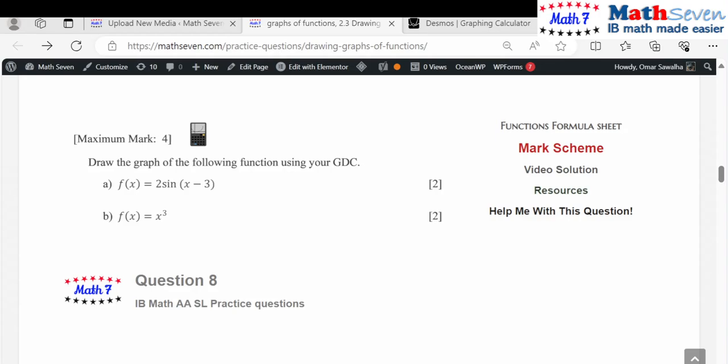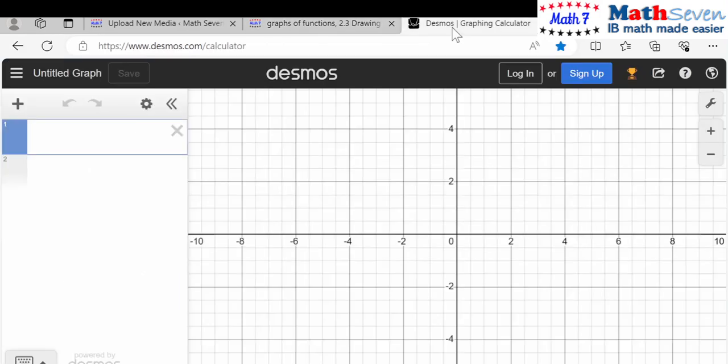Okay, students, for these types of questions, you use your graphing calculator. It's asking you to draw the graph of a sine function and x cubed. You just go to your calculator and plug in the expression at y equals. In this one, I'm going to use Desmos, so y equals 2 sine(x minus 2).